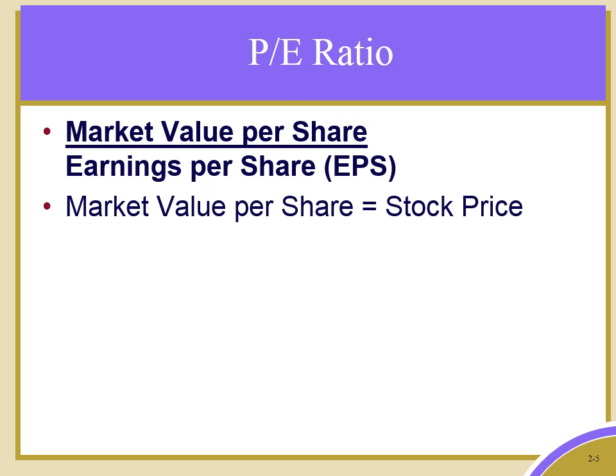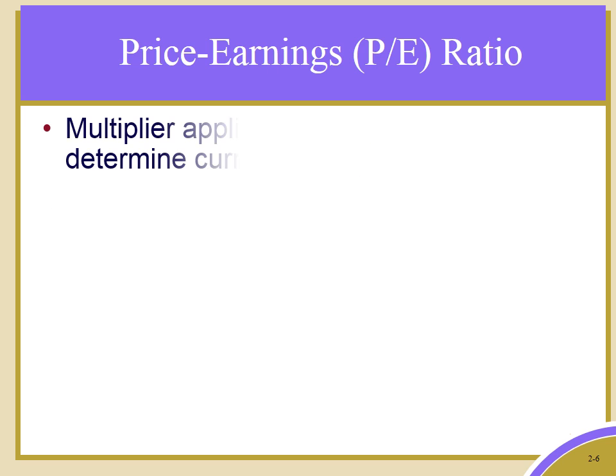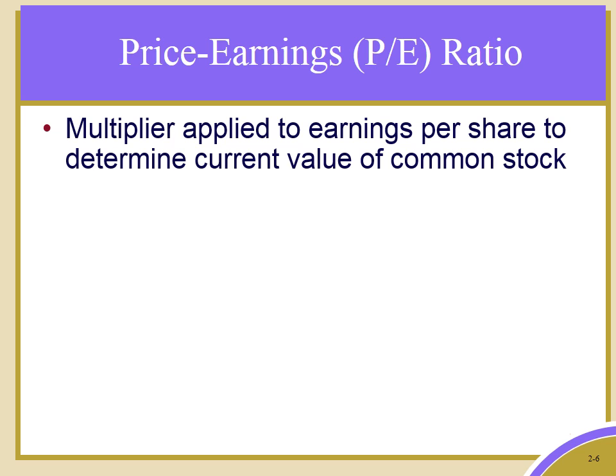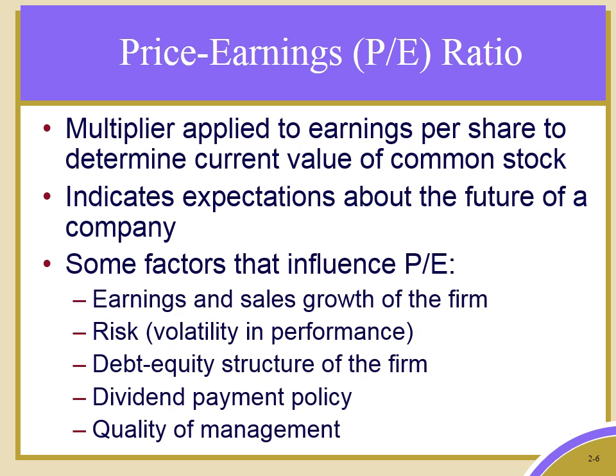PE ratio is also something valuable to learn, possibly for your homework. It's the market value per share divided by earnings per share. Market value per share is the current stock price that it might be at that day. Price earnings, or PE ratio, is a multiplier applied to earnings per share to determine the current value of common stock. It indicates expectations about the future of a company.